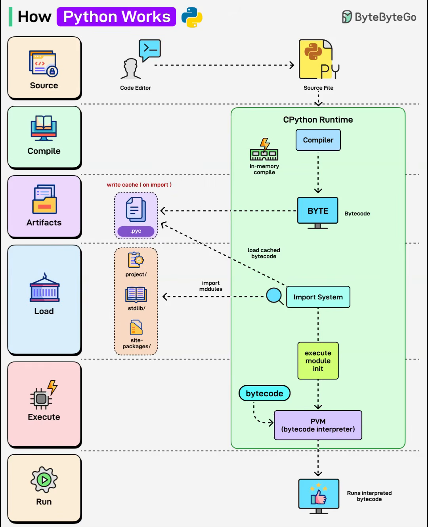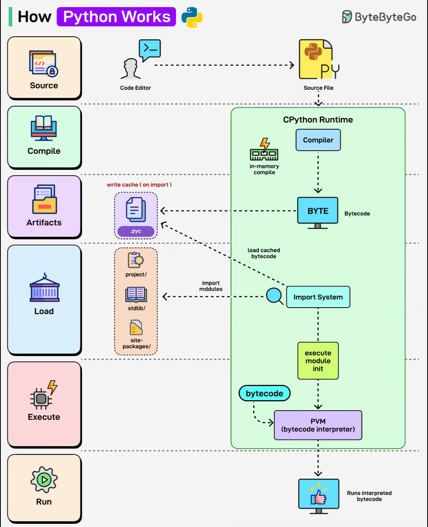When execution begins, CPython doesn't jump straight into raw text. It first compiles the source into bytecode, an intermediate, platform-independent representation. This compilation happens automatically and in memory, no extra command needed. Think of bytecode as a compact instruction set that's simpler than Python syntax, but still high-level enough to be portable.